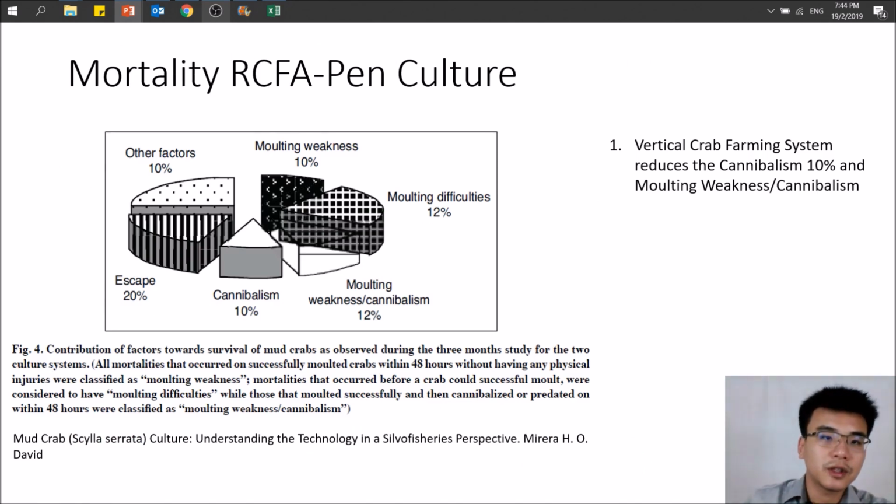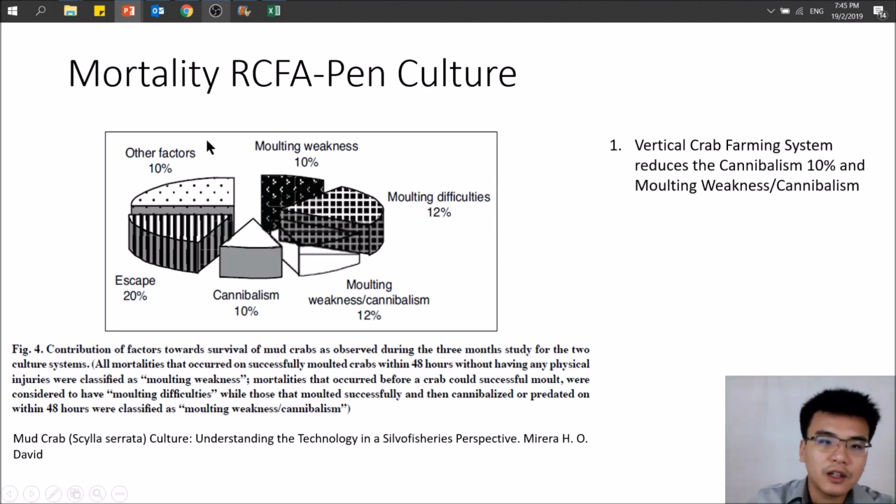Further breaking down the typical mortality in pen culture, generally 20% of crabs will escape from your system, and about 22% is attributed to cannibalism, either by crabs cannibalizing each other during the hard shell stage, or by crabs cannibalizing on crabs that are currently molting. One good way to reduce cannibalism during the molting process is to provide adequate shelter so that the crabs can hide and perform ecdysis.